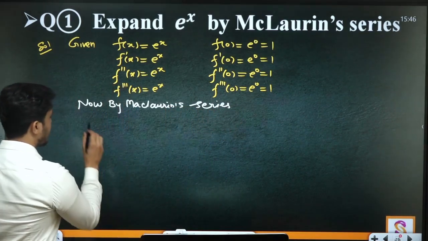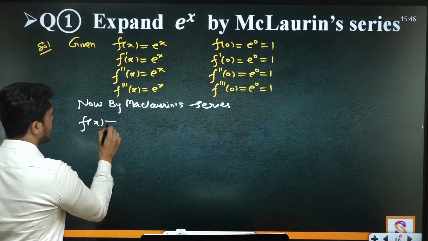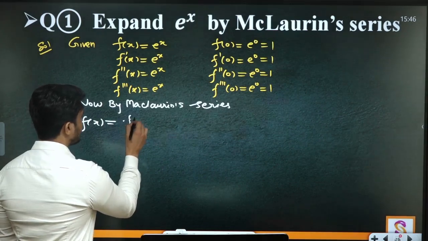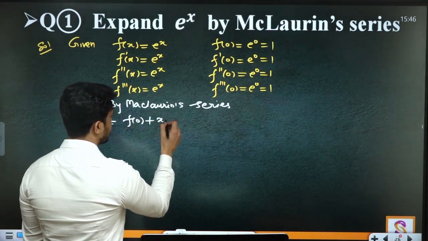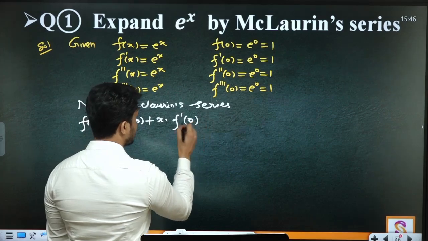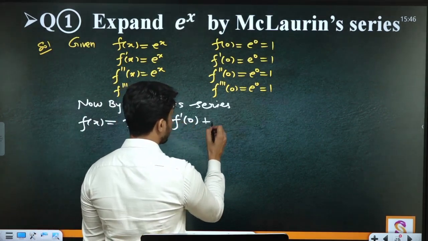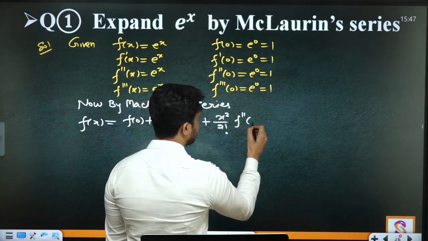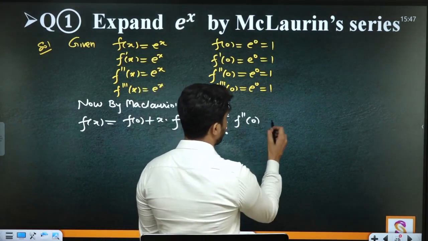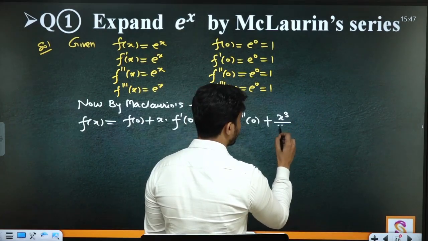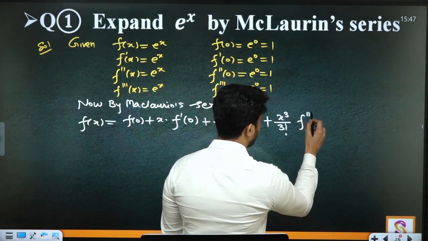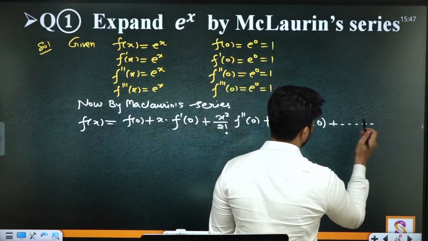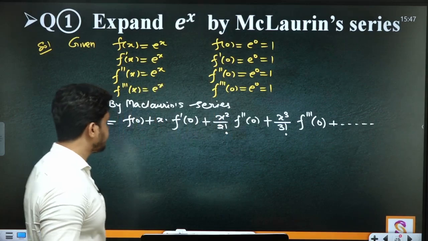सबसे पहले आप फॉर्मूला लिखेंगे fx इक्वल टू क्या कहेंगे, f0 प्लस x इंटू f डैश 0 प्लस x स्क्वायर अपॉन 2 फैक्टोरियल f डबल डैश 0 प्लस x क्यूब अपॉन 3 फैक्टोरियल f ट्रिपल डैश 0 एंड सो ऑन. ओके, तीन टर्म काफी होती है.